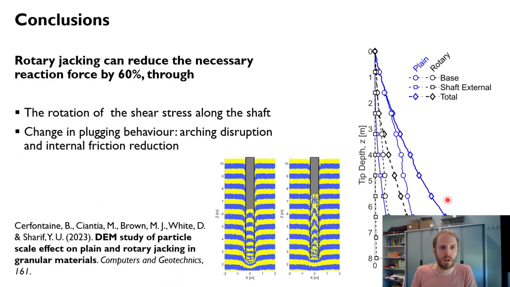Now, to conclude, what I can say is that rotary jacking has the potential to reduce the necessary reaction force by 60% in this case, through two main mechanisms. First, the rotation of shear stress along the shaft, and second, the change in plugging behavior. So rotary jacking creates some arching disruption and internal friction reduction, which makes the partial plugging, the coring of the pile, easier.